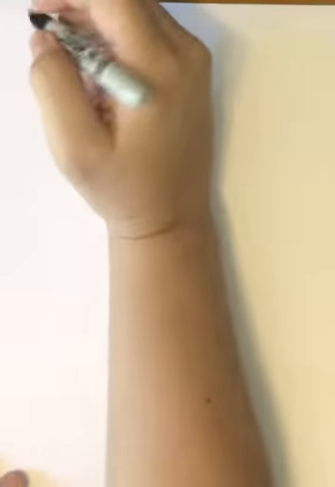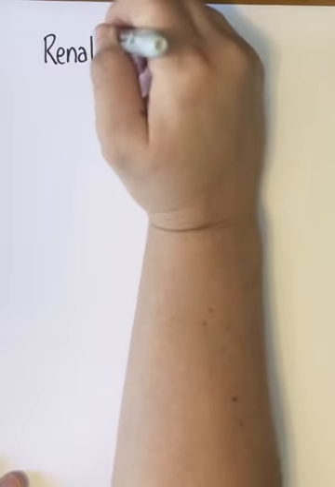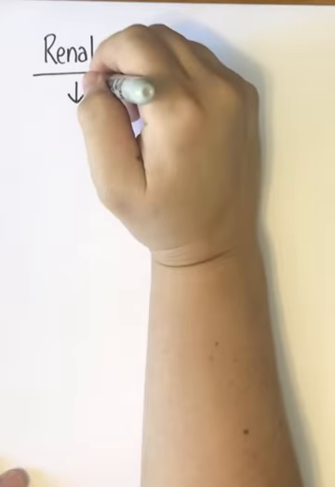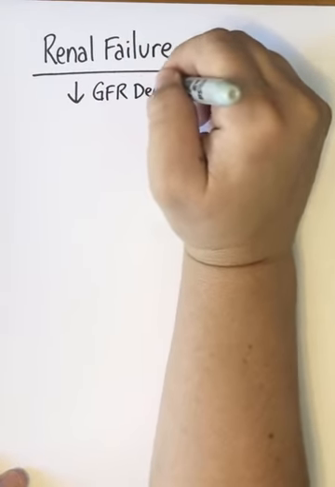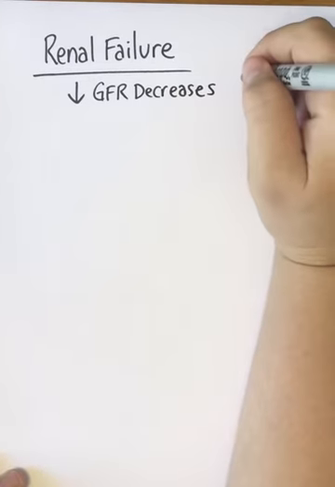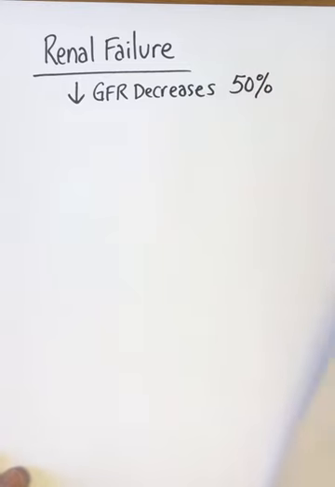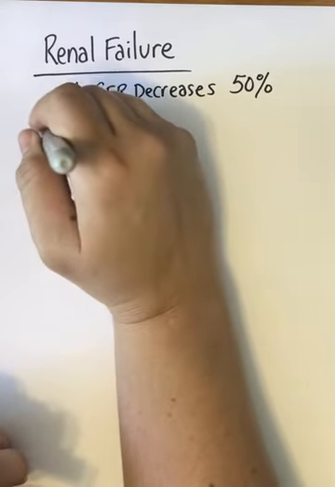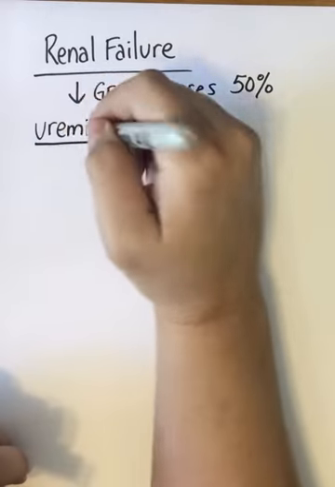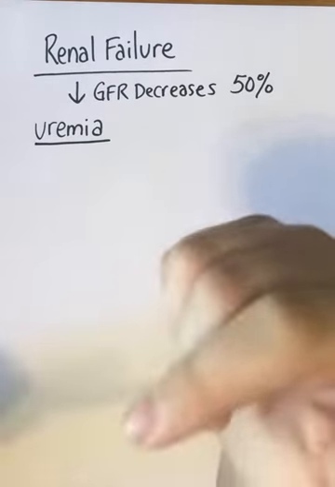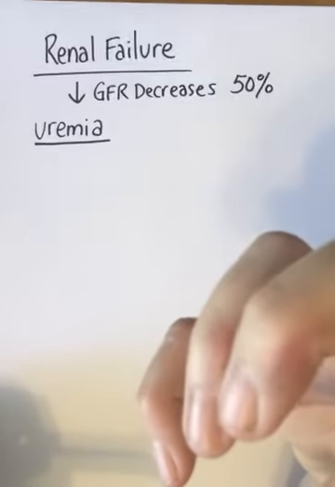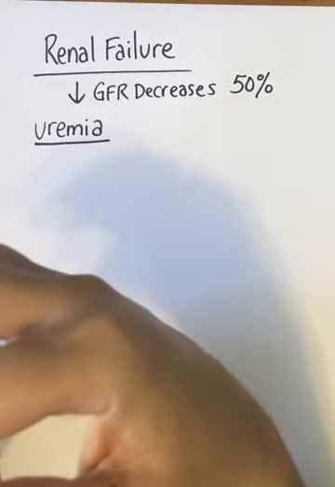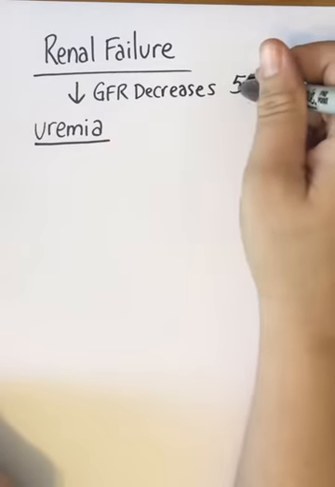Now, renal failure. Basically, when you get renal failure, your GFR decreases. Let's say it decreases by 50%. When it decreases by 50%, what you end up with is uremia. Anytime you hear something that has emia, like anemia or leukemia, basically think of it as your urine is not able to exit because you have renal failure, kidney failure. You're getting urine basically in your blood. So your GFR is below 50%.